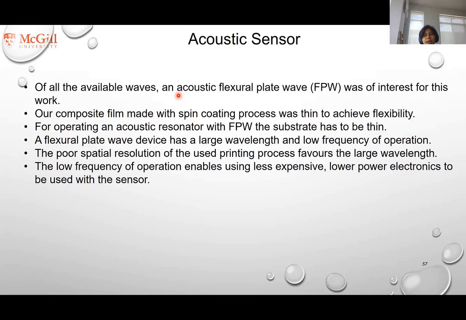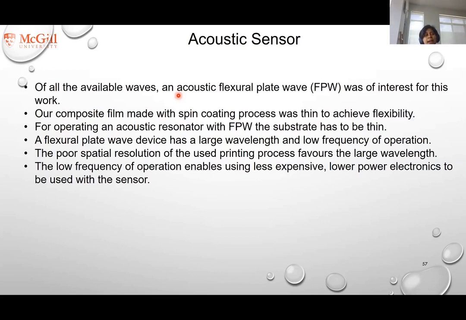And as you know, for acoustic sensors, there are different modes, like surface acoustic mode, flexural plate wave mode, thickness shear mode. Out of all the available modes or waves, we actually used the flexural plate wave, because for flexural plate wave, you get very good sensitivity. It has higher sensitivity for added mass, and we really want high sensitivity in our measurement, especially when we're going to do gas sensing with it.